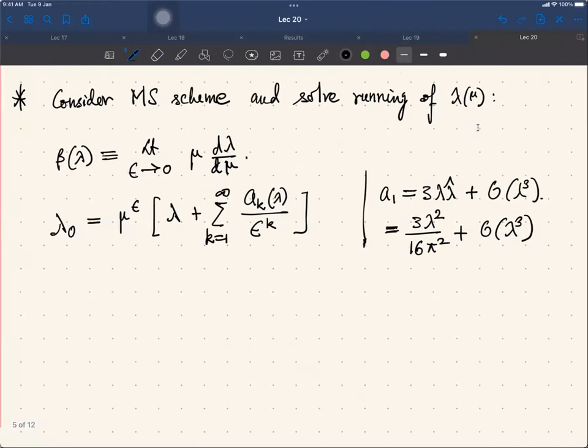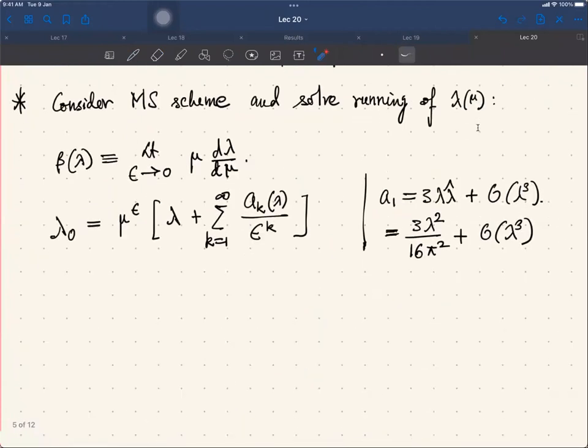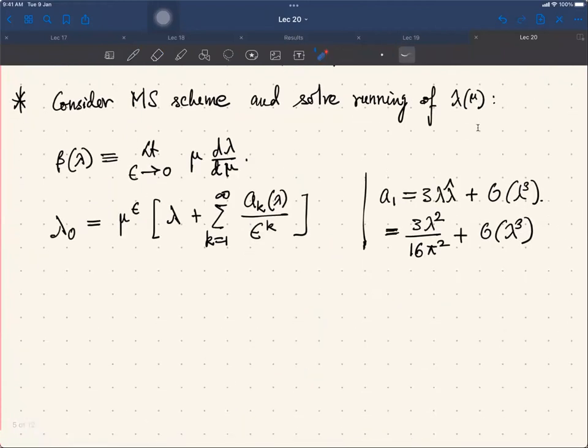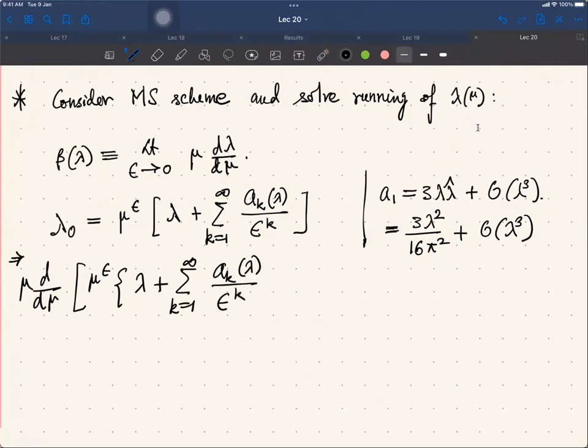Now, we have just performed the first step in this procedure, the relation, and now I apply mu d/d mu on this. Mu d/d mu acting on lambda 0 is 0 because lambda 0 is independent of mu. So the relation is mu d/d mu acting on mu to the power epsilon times lambda plus the sum over k equals 1 to infinity of ak lambda over epsilon to the power k is equal to 0.